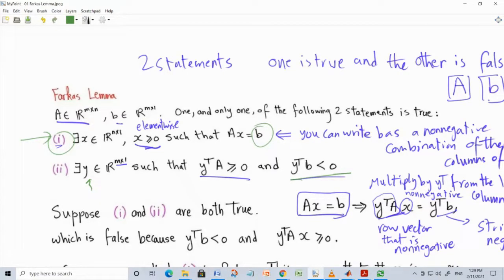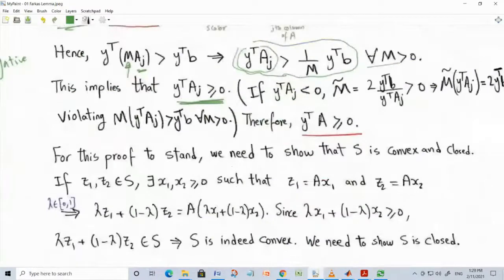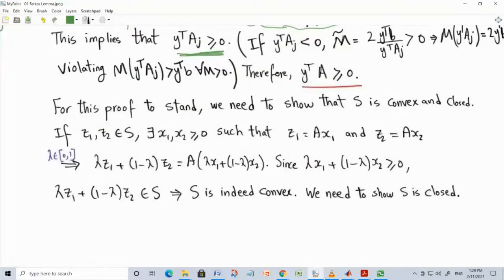Okay? But the proof is definitely not complete, because to be able to use the separation theorem, we need to show that set S is convex and closed. As I said, convexity is not a big deal. Take two vectors in S, and because these two vectors are in S, you can find a non-negative x1 and a non-negative x2 such that we have these two equations here.